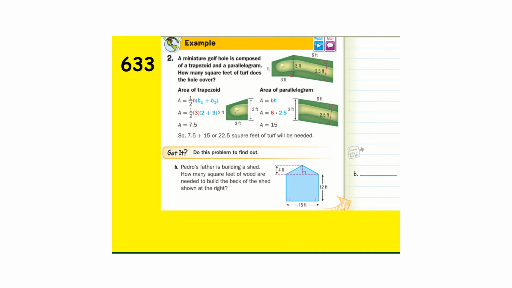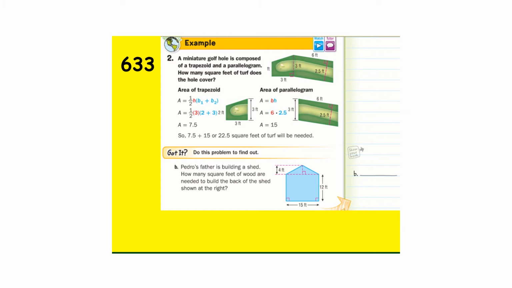Okay, there you've got a miniature golf course. It is a trapezoid and a parallelogram. How many square feet of turf do you need? Okay, area of a trapezoid. This is what you do. This is what the formula is doing.